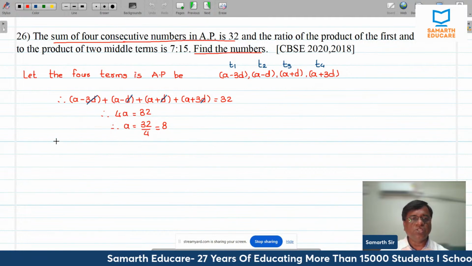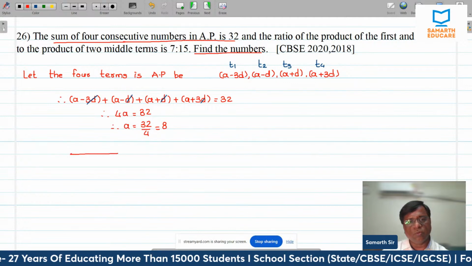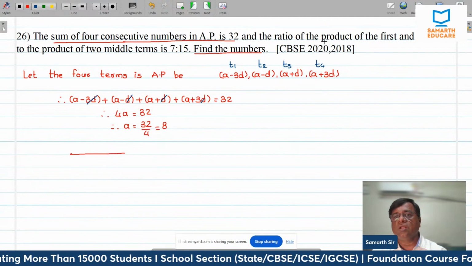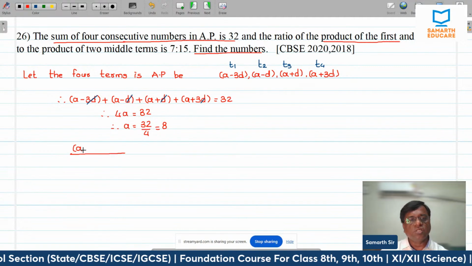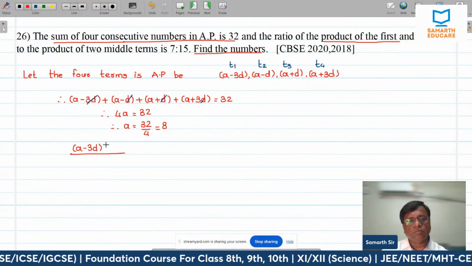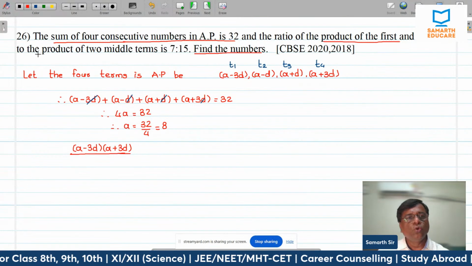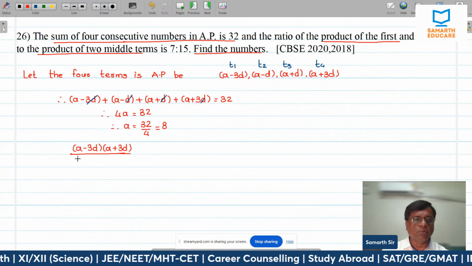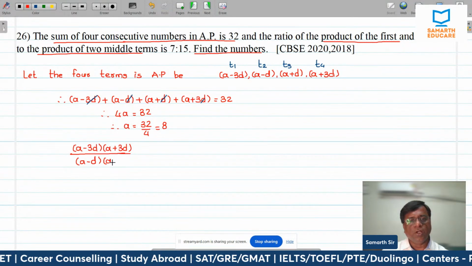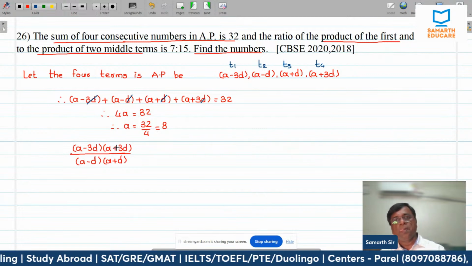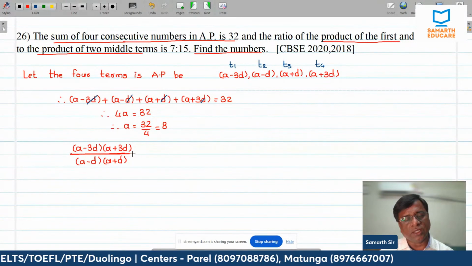Now the other condition that is given, the ratio. बोलेंगे तो डिवीजन करना है. कौन से दो चीज का डिवीजन करना है? प्रोडक्ट ऑफ फर्स्ट एंड लास्ट टर्म. प्रोडक्ट मतलब मल्टीप्लीकेशन, first and last term, that is a minus 3d into a plus 3d. To the product of two middle terms. Middle terms are a minus d into a plus d.